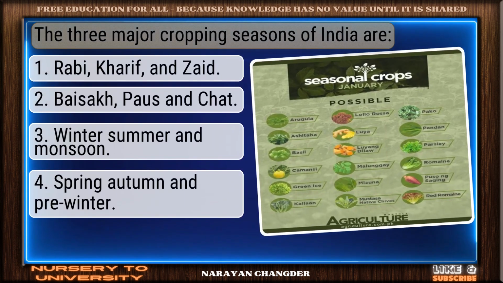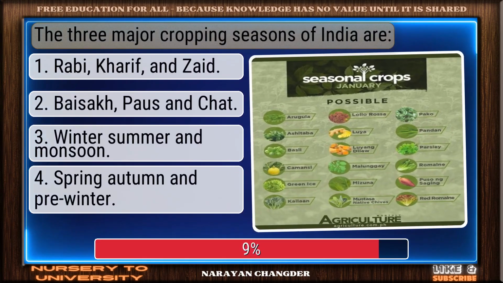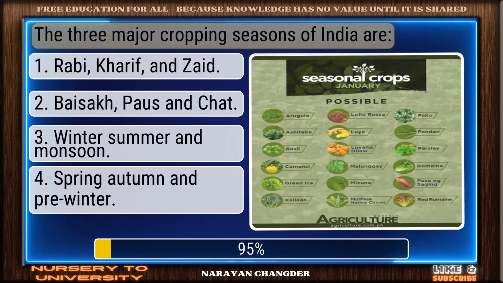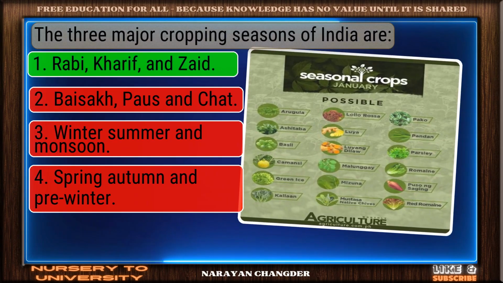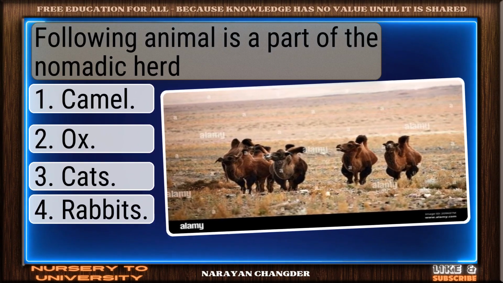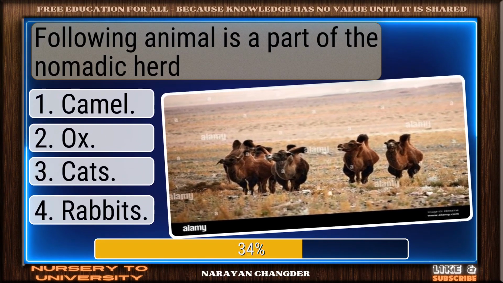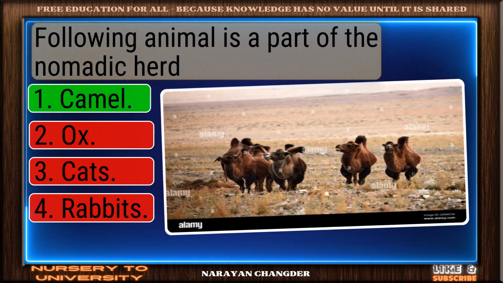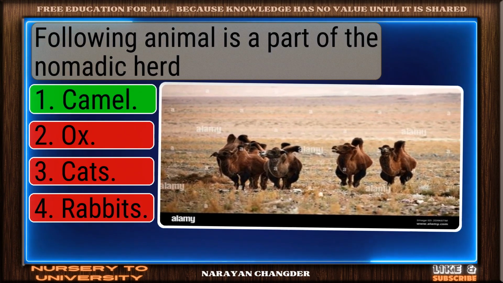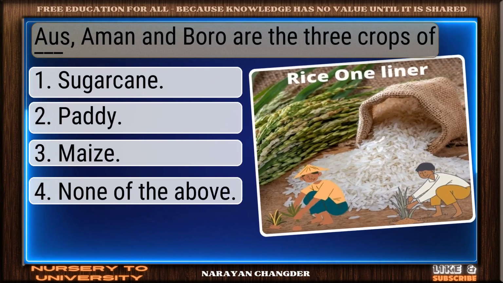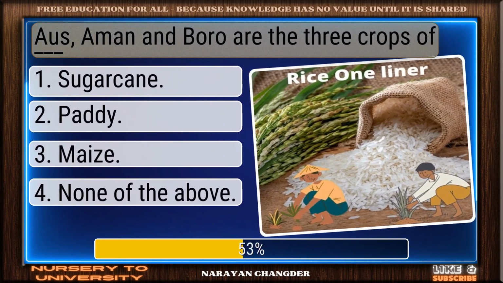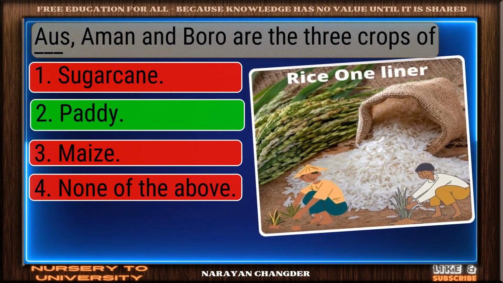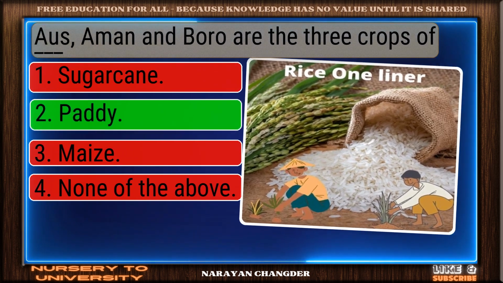The three major cropping seasons of India are. Well reasoned. Rabi, Kharif, and Zaid is correct. Following animal is a part of the nomadic herd. Right choice. Camel is best. Aus, Aman, and Boro are the three crops of dash. Excellent choice. Paddy is right.